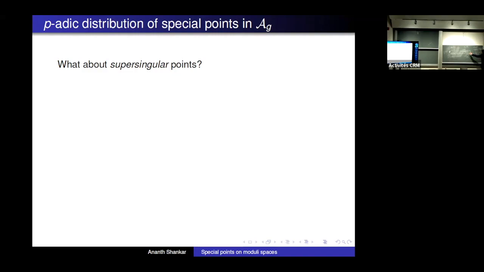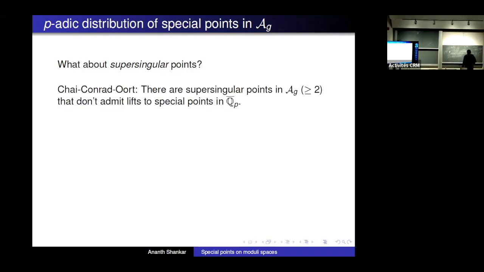Now, as it turns out, this is not true once g is at least 2. So, building on work of Oort, Chai, and Conrad, Oort prove that there are super-singular points in A_g that don't admit lifts to special points. But there are some super-singular points that do admit lifts to special points. So a natural question to ask is, are there more super-singular points that have CM lifts, or are there more super-singular points that don't have CM lifts?